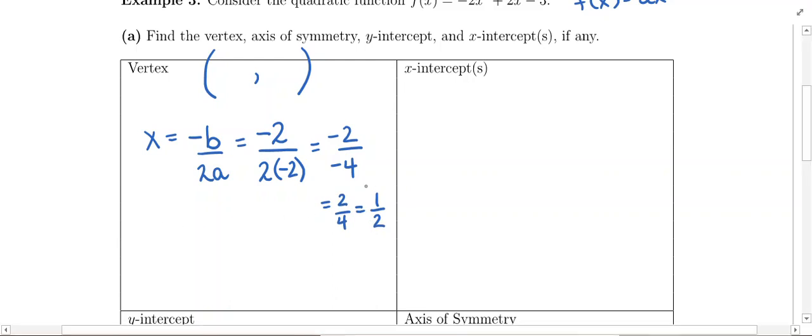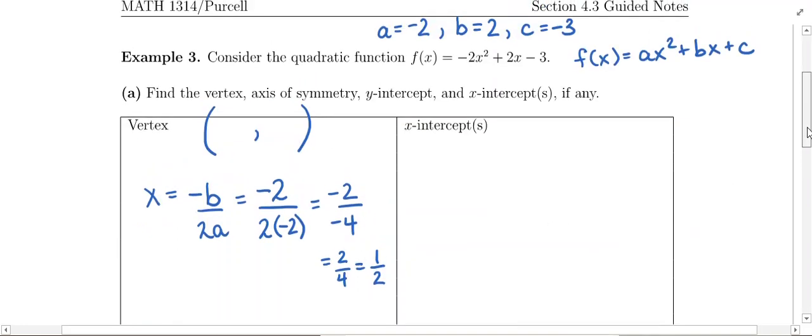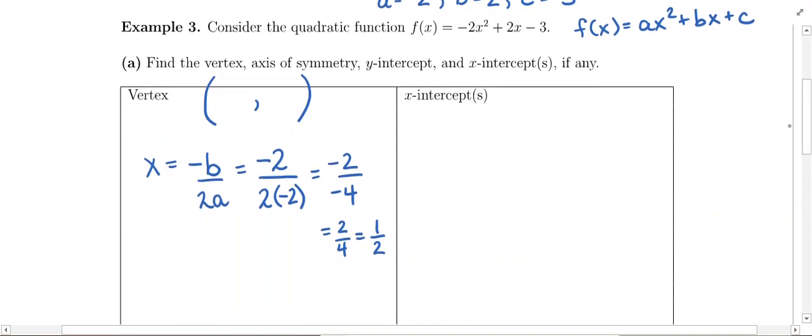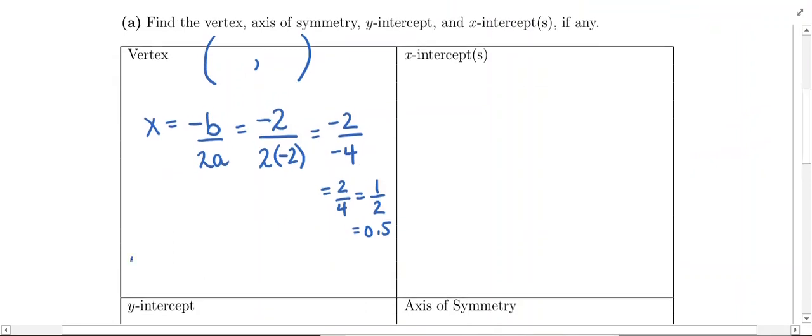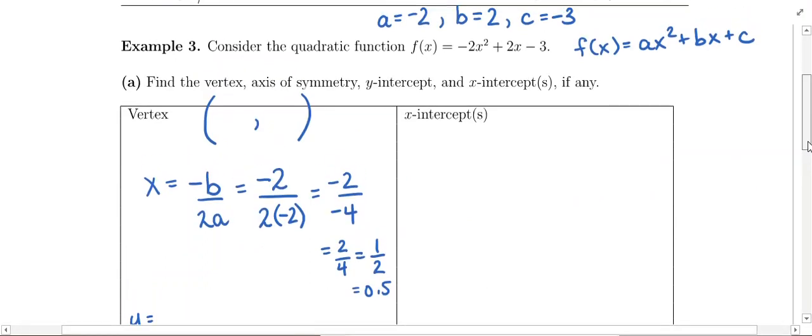Now we need to get the y coordinate. To get that, we have to take this x value and plug it into the original function. So let's go ahead and do that. Since this is a fraction, remember 1/2 is the same thing as 0.5. That might be easier to work with when you're plugging in for x, and it's also going to be easier when you're graphing. So let's look at the decimal version of this. Now let's plug in x equals 0.5 into the original function.